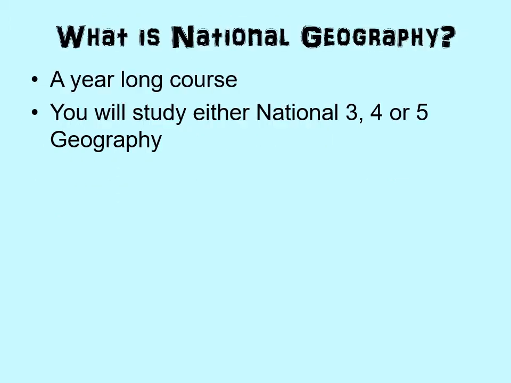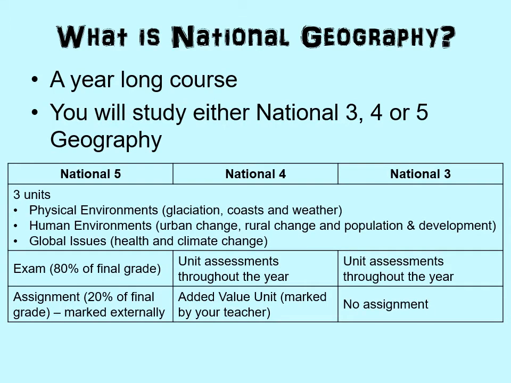So, what exactly is National Geography? Well, it's a year-long course and you will either study National 3, National 4 or National 5 Geography. And this table breaks the courses down a little bit more. So, whether you're National 3, 4 or 5, every pupil will cover 3 units during the year.